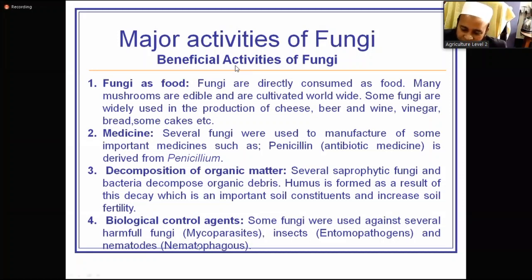Some fungi are used against several harmful fungi or some insects and nematodes. This phenomenon is called biological control. Maybe you already know from your study up to level 2 what biological control is. Biological control is nothing but controlling disease by using some biological entity, like some other fungi, maybe some bacteria. If we use some bacteria for controlling some fungi, this is also biological control. And if some fungi are used for controlling other fungi, it is also biological control. Even we can use some fungi for killing insects and nematodes in this way.